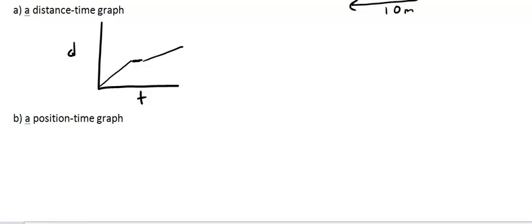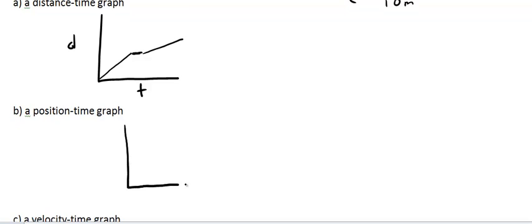Maybe pause the video here and see if you can make a position time graph for the same student. Remember, the slope of a position time graph is velocity. So there's their velocity for the first 10 seconds, then zero velocity for 1 second, and then they come back. They come back 10 meters back toward the origin. So we have a negative slope here, and this slope should not be quite as steep as the first slope because they're not traveling as fast.